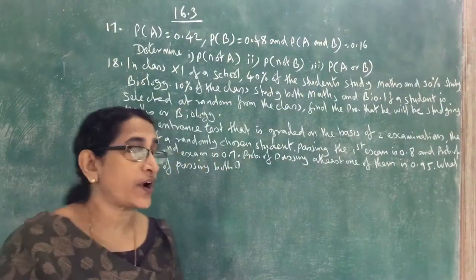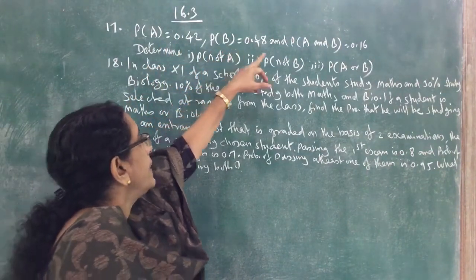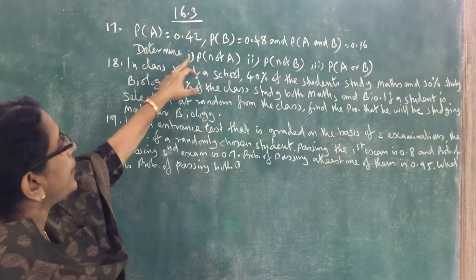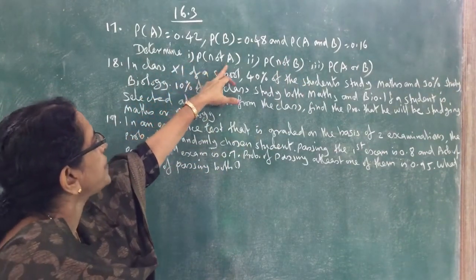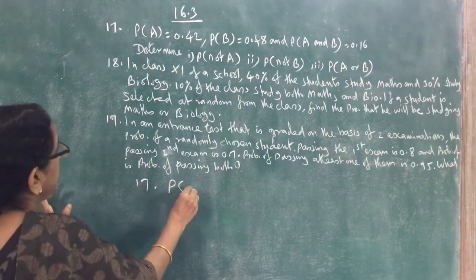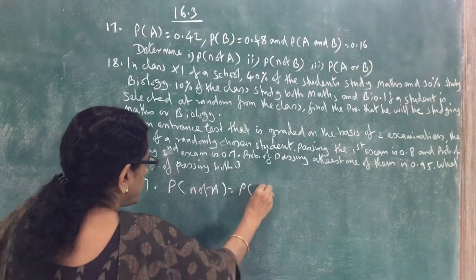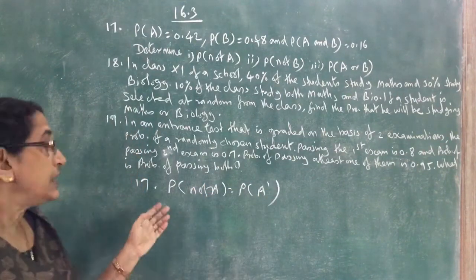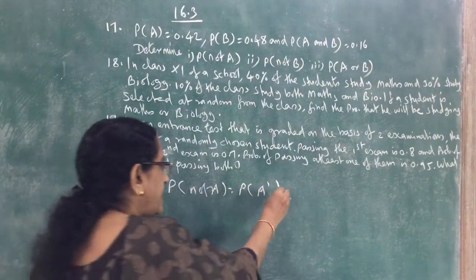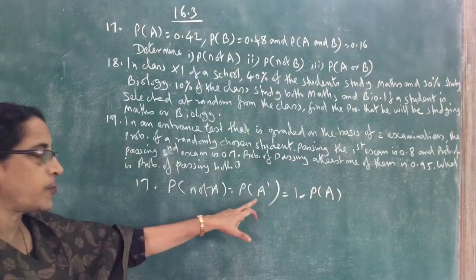16.3, 17th one. Probability of A is given, probability of B is given, probability of A and B, that is probability of A intersection B, is given. We have to find, first one, probability of not A. P of not A, that is same as probability of A dash, A complement, that is same as 1 minus probability of A. That is the formula for probability of A complement.